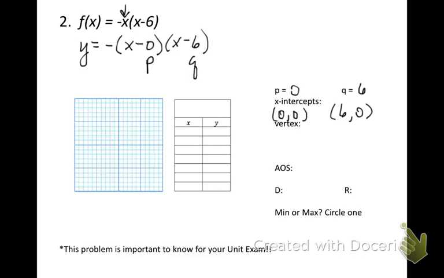So now we can find the vertex by taking p plus q and dividing by 2. And then plugging that x value into our equation. So we can put it into the original form, -3 times 3 minus 6. You can plug that straight into your calculator and press enter, and you should get positive 9. And so our vertex is the point (3, 9). And now we have our 3 points that we can graph. So our point (0, 0), our vertex (3, 9), and then our other intercept at (6, 0).